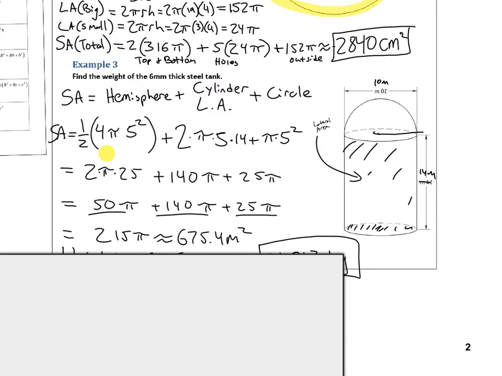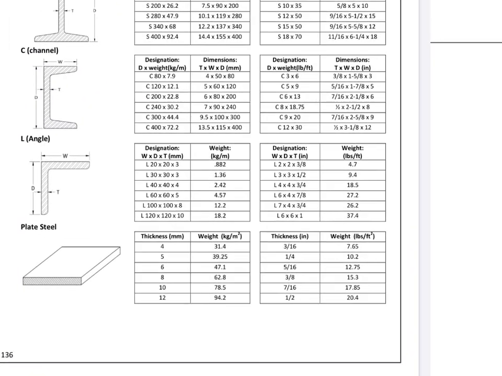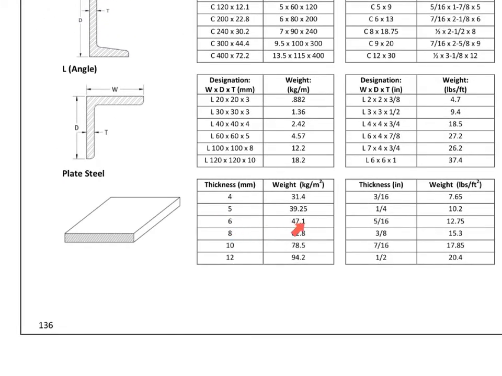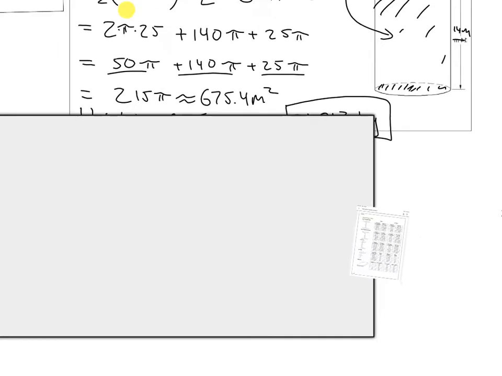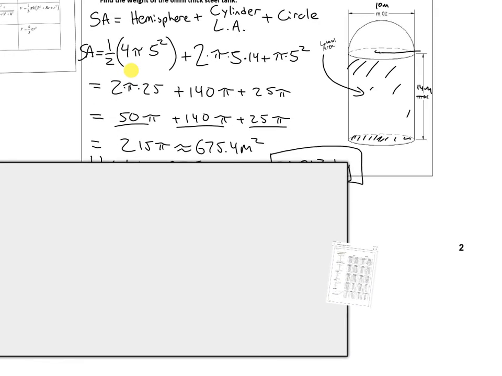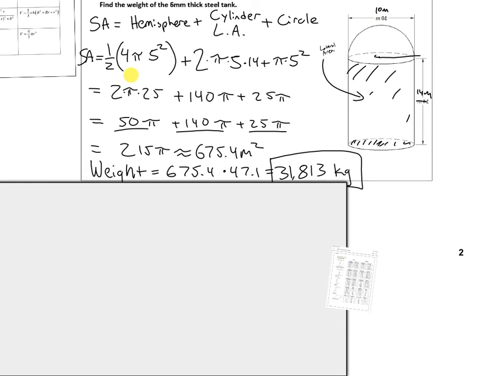Okay, now this is a metal tank, so it's empty, but we've got to find the weight of that metal. Going to the back of the book, we got our 6 millimeter steel tank. So 6 millimeters gives us 47.1 kilograms per square meter. So 47.1 is the magic number there. And so we know that we've got 675.4 square meters. That's the surface area times 47.1. That's the number from the chart. Gives us 31,813 kilograms. Okay, and that's the idea.